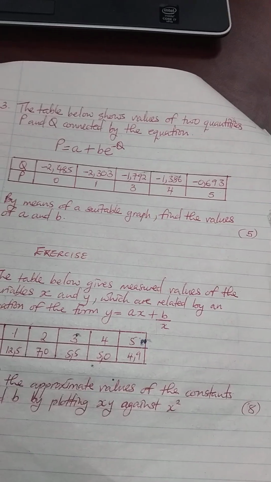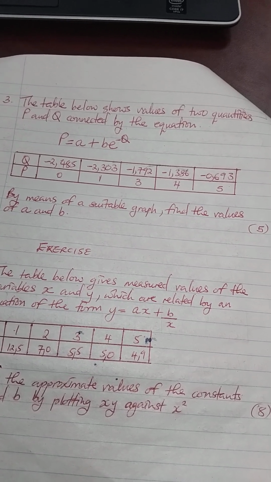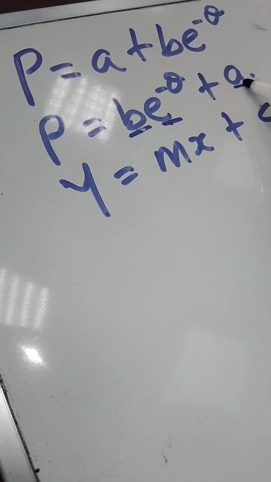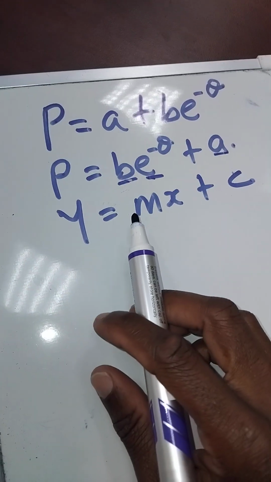By means of a suitable graph, find the values of A and B. So A and B are constants to be found on the graph.